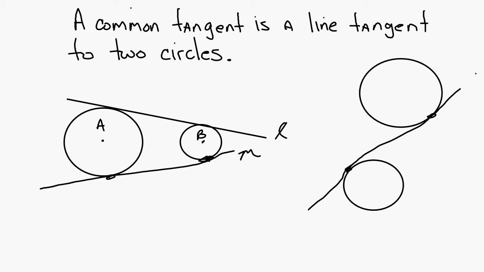Okay? So that line, line P, is tangent to circle A and circle B. And so is this line right here. There. Call it line R. As long as it's only touching each circle at one point. A lot of definitions, right? A lot of definitions so far.